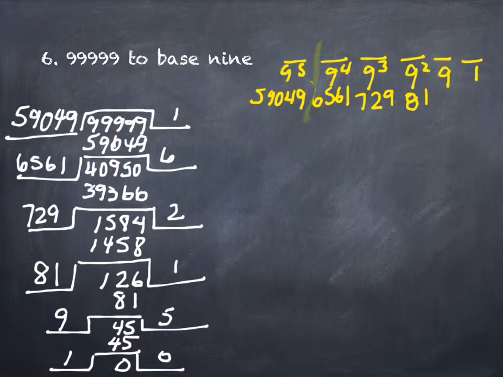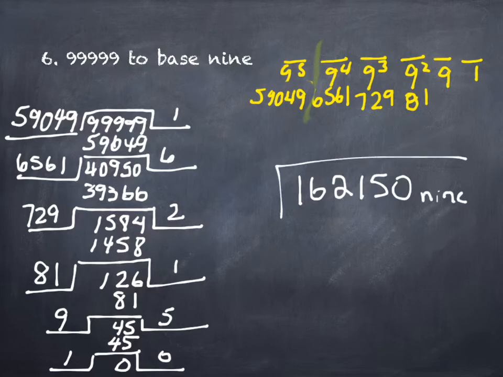So my answer is 162,150 base 9. Smaller base, and there are more digits, aren't there? Yeah, I have 6 digits as opposed to 5. I started out with 5 digits. Okay, is everybody with me on this?